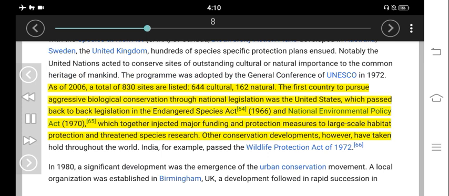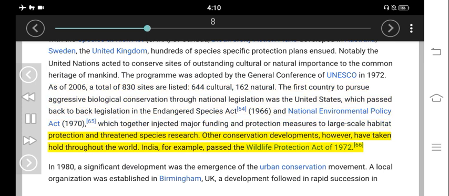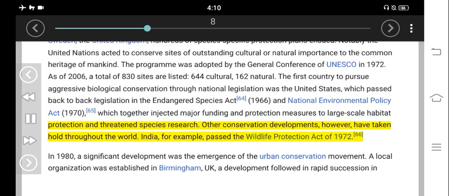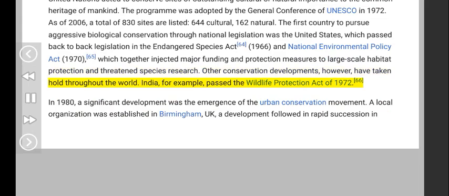The first country to pursue aggressive biological conservation through national legislation was the United States, which passed back-to-back legislation in the Endangered Species Act, 1966, and National Environmental Policy Act, 1970, which together injected major funding and protection measures to large-scale habitat protection and threatened species research. Other conservation developments, however, have taken hold throughout the world. India, for example, passed the Wildlife Protection Act of 1972.